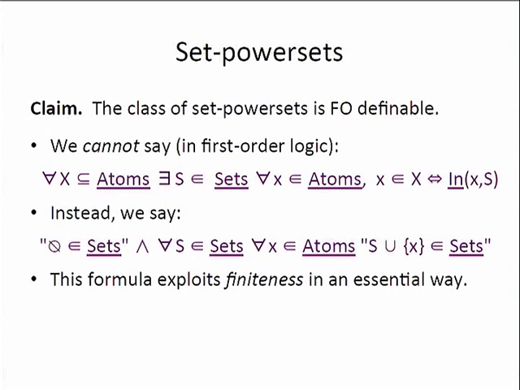So instead, the way you define this class of set power set structures is the following. First of all, we can write a formula which expresses that the empty set belongs to this set sort. And then we say the following: that for every set S and every atom, the union of S and that extra atom also belongs to the set sort. So this gives a closure property of the set of sets. And this formula is exploiting the fact that we're talking about finite structures in a rather essential way. If our sort of sets contains the empty set and it's closed under the property that if you have something and you add an element, you remain in the sort, then of course we contain every subset of atoms.